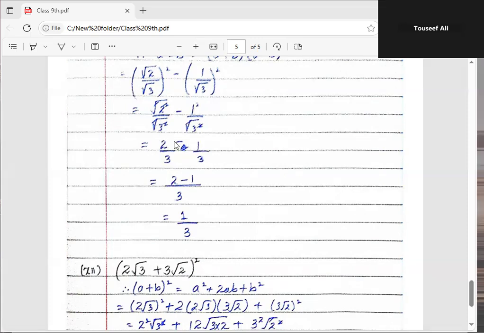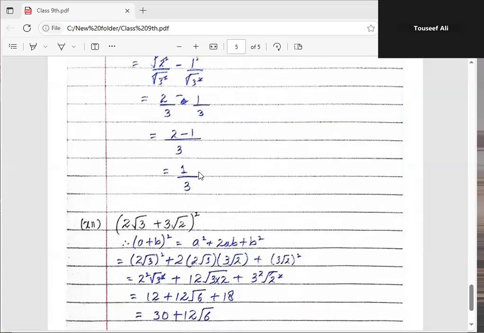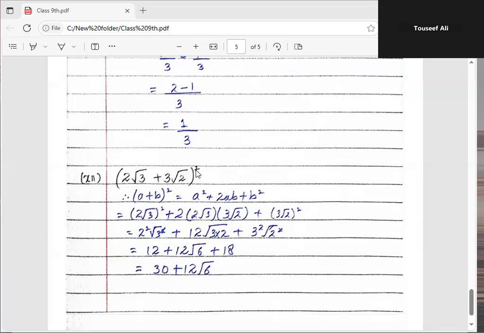Now for solving this fraction, we have to take the LCM. LCM is 3, so the numerator will come as it is. So 2 minus 1, which is equal to 1 divided by 3. This is the simplification of this required question.